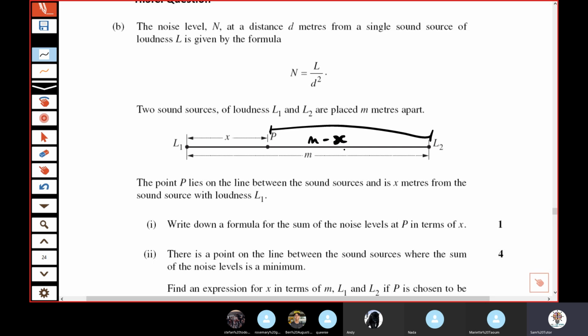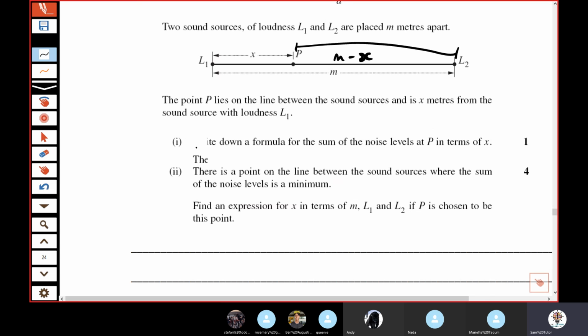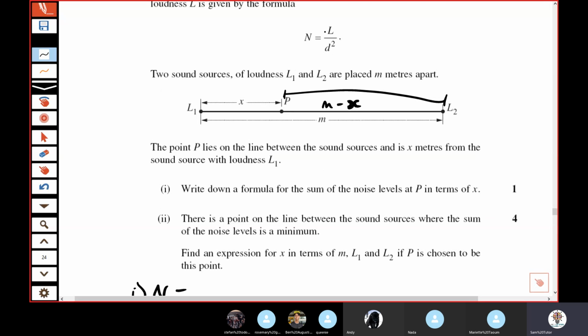Write down a formula for the sum of the noise levels at P in terms of X. Fair enough. Noise level. There's the formula, right? N equals L on D squared. So don't go, Sam, how do I find this noise levels? Don't do that. Just N equals, what's this?